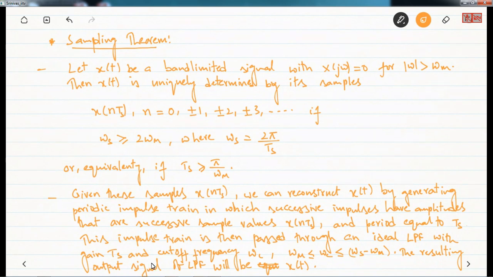So let's get back to the class. Now let's quickly coin some of the terms. This sampling frequency omega s, if it is equal to 2 omega m, is called the Nyquist sampling frequency, and this is the Nyquist sampling rate. And let me write that down.